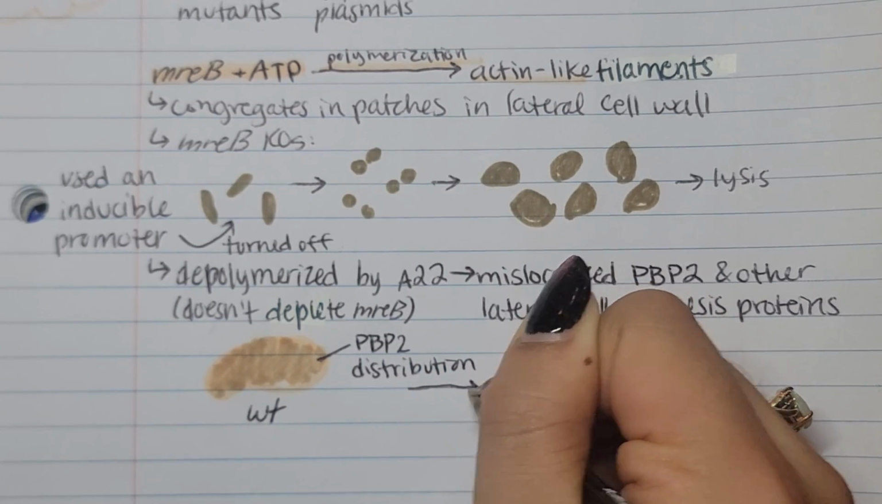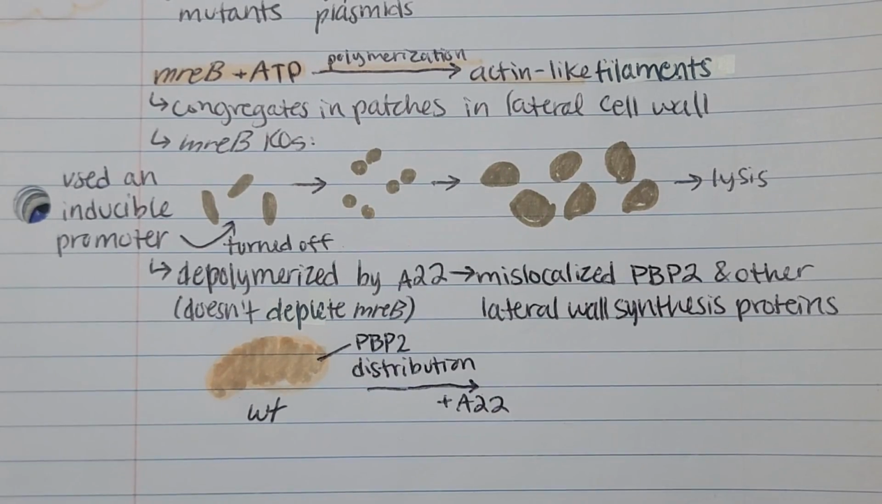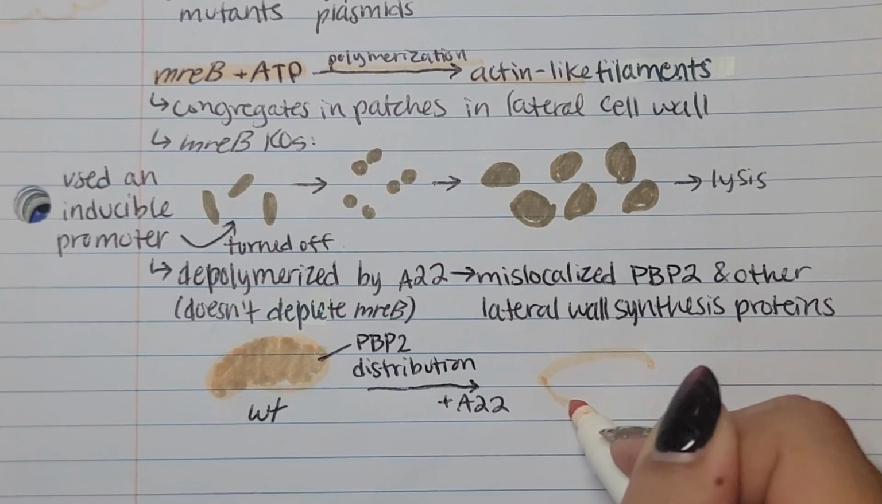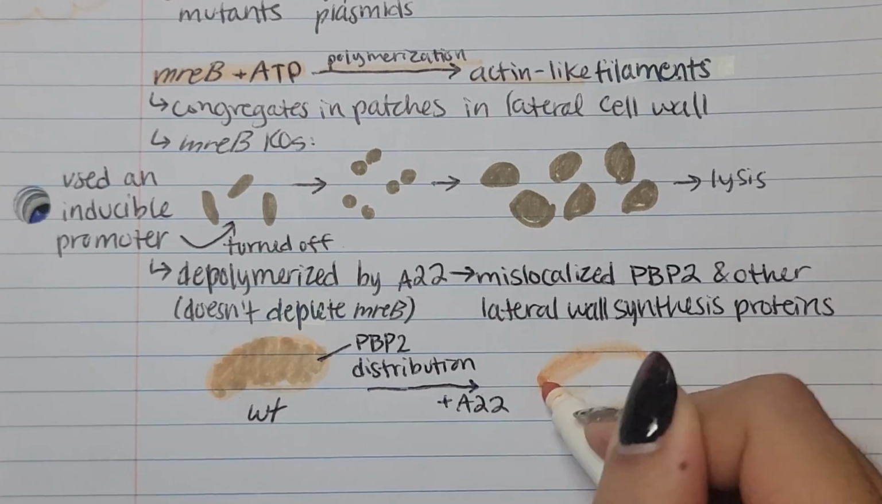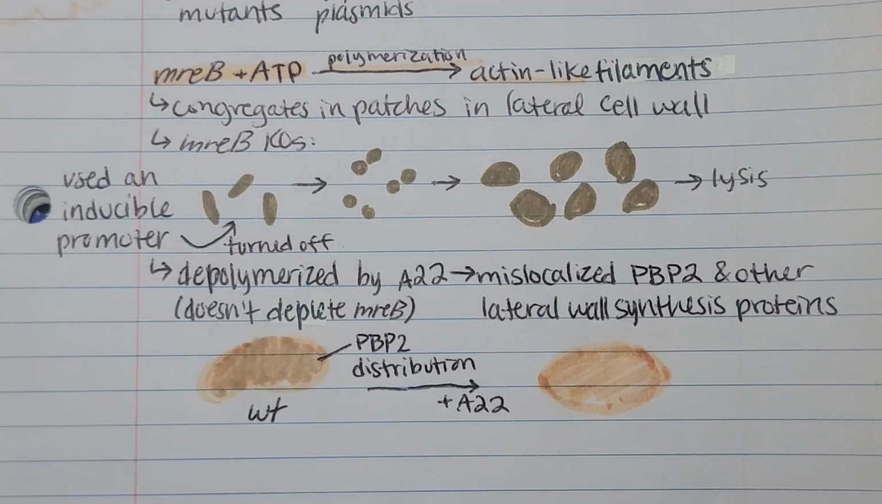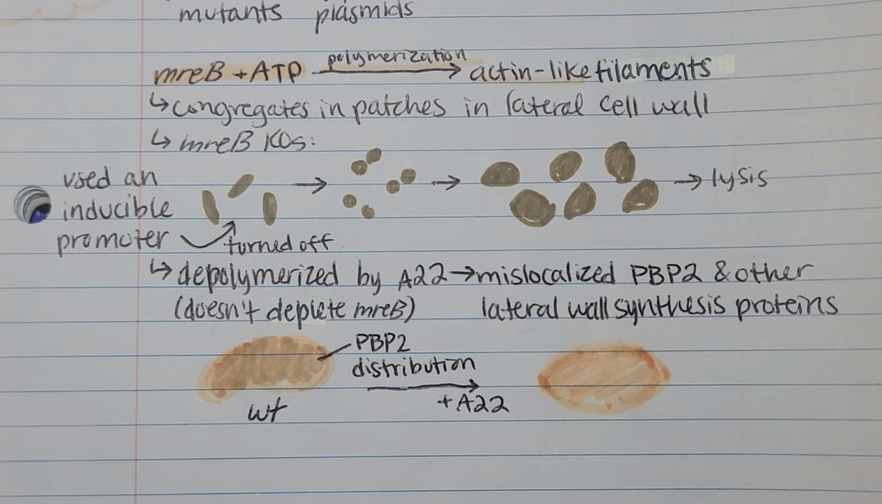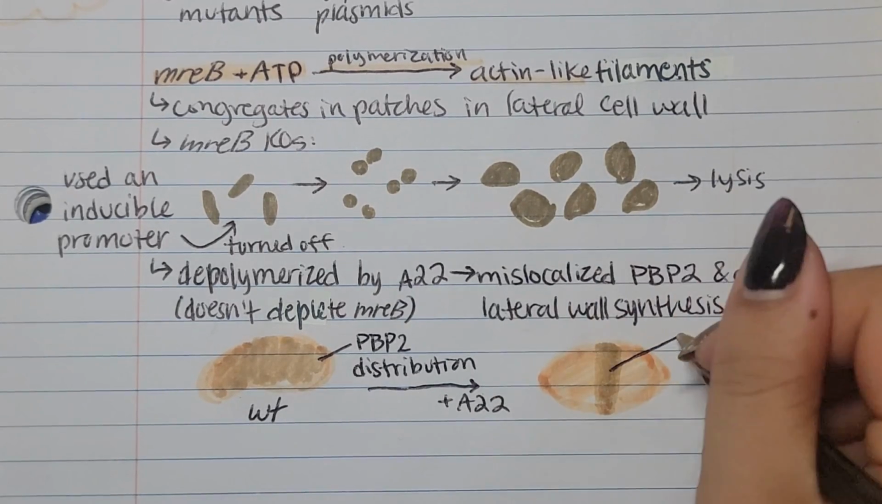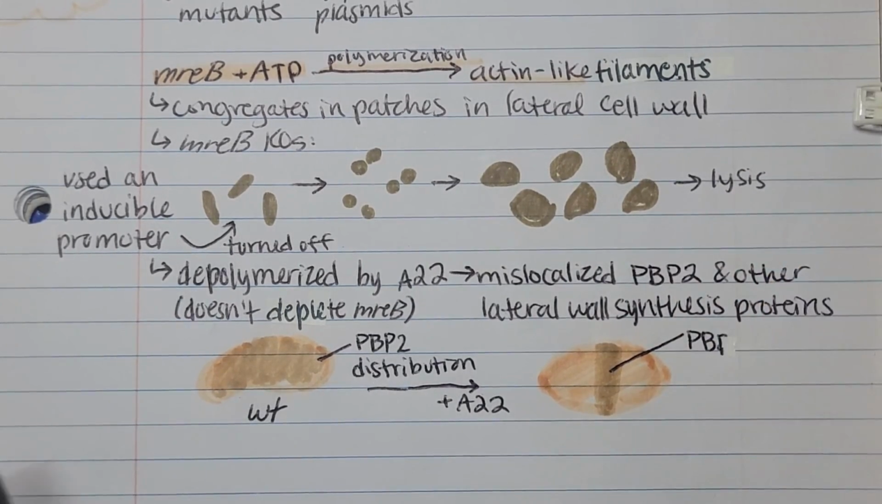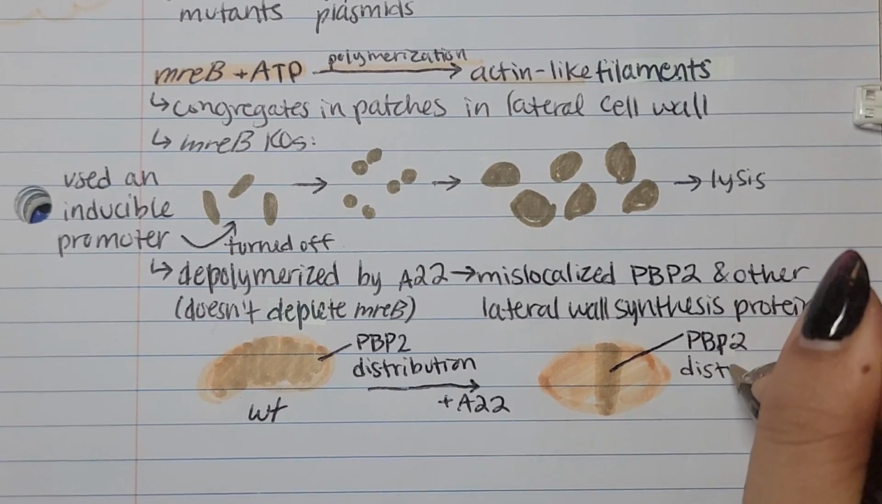And so when you add A22, well, you get those blobby cells again. So it's more round. I guess I can make this one longer. You can see the PBP a little differently. But this time, it all concentrates in the middle. So something is wrong. They don't know what they're doing. The PBP2 distribution is all focused in the middle.